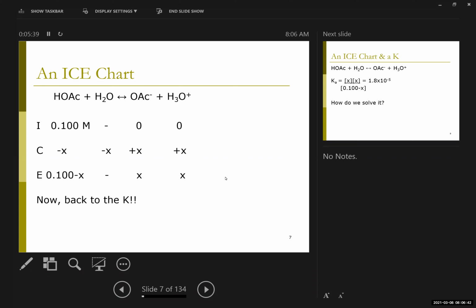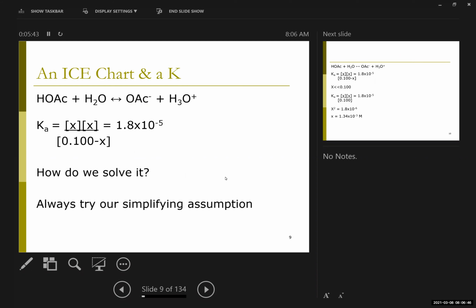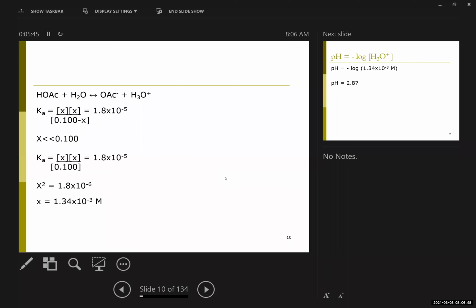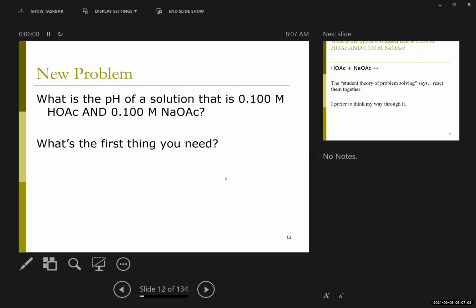And as is usually the case, I'm using my known equilibrium constant to solve for X. And if I did that, the assumption here, you might remember, works. My X is 1.34 times 10 to the minus 3, which gives me a pH of 2.87. Okay. And we'll come back to that in a minute, because I want to change the problem slightly.